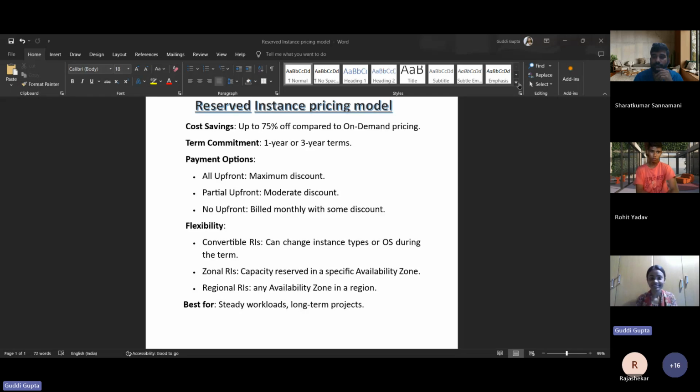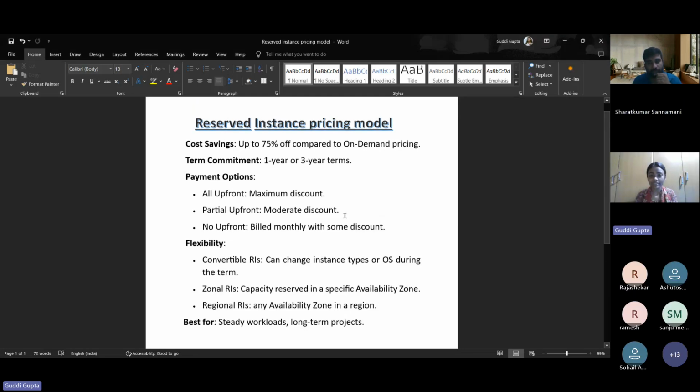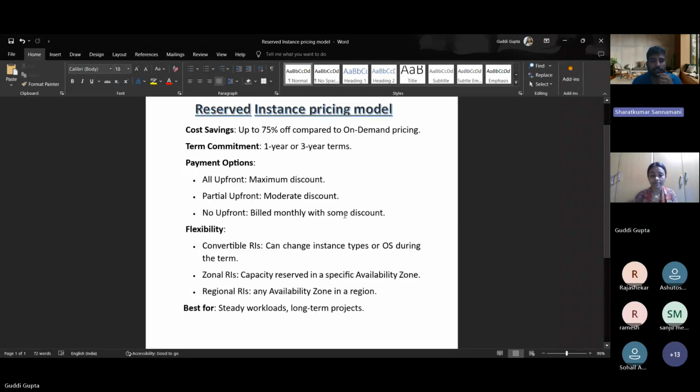Great. Thank you, Rohit. Good afternoon, good evening, sir. My name is Guddi Sham Sundar Gupta. I am studying in TYCS, BSc Computer Science. Sir, my PPT is visible? Yes, it is visible. Okay, sir.